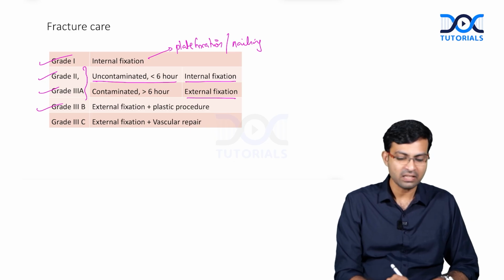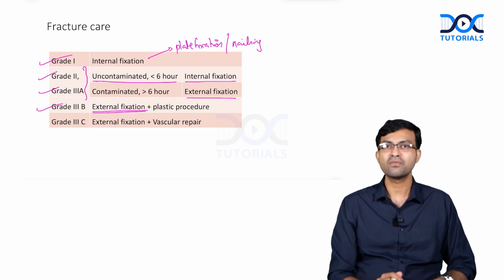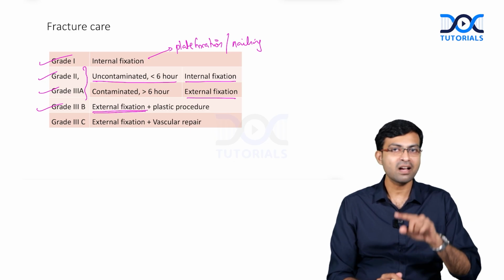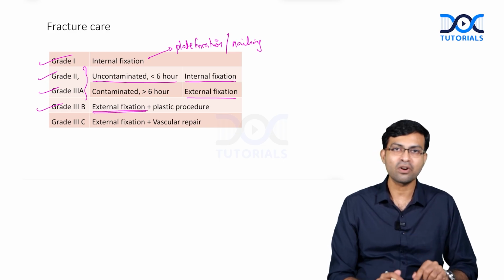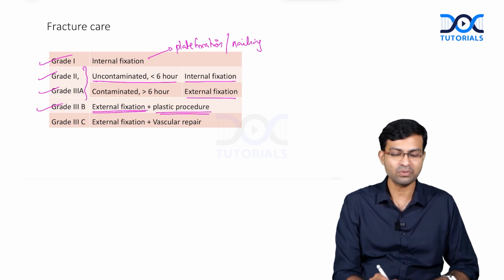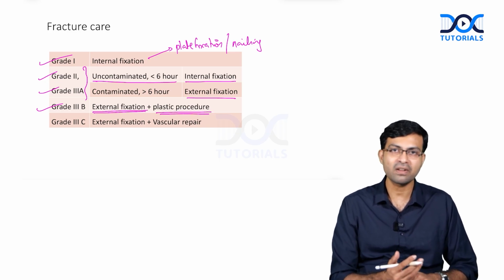Type 3B, there is only one option. You have to do external fixation, but there is a large soft tissue loss. So you'll have to call the plastic surgeon and do a plastic procedure. Either a skin graft or flap cover has to be done.